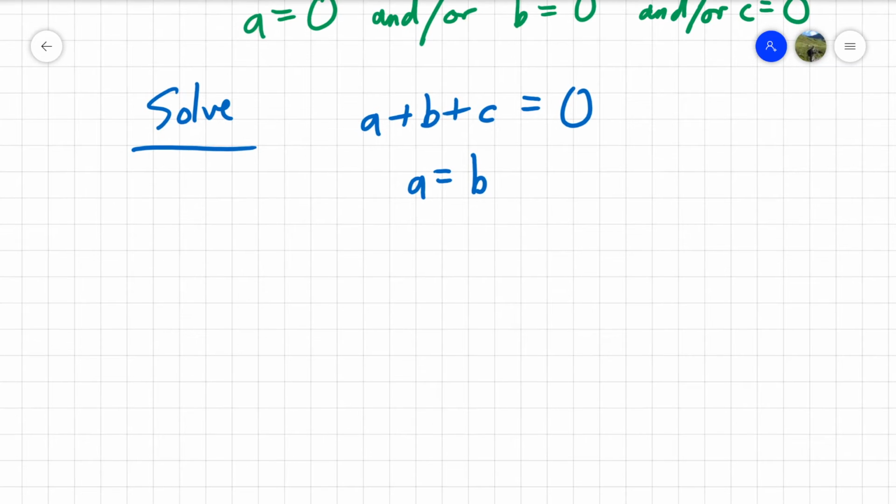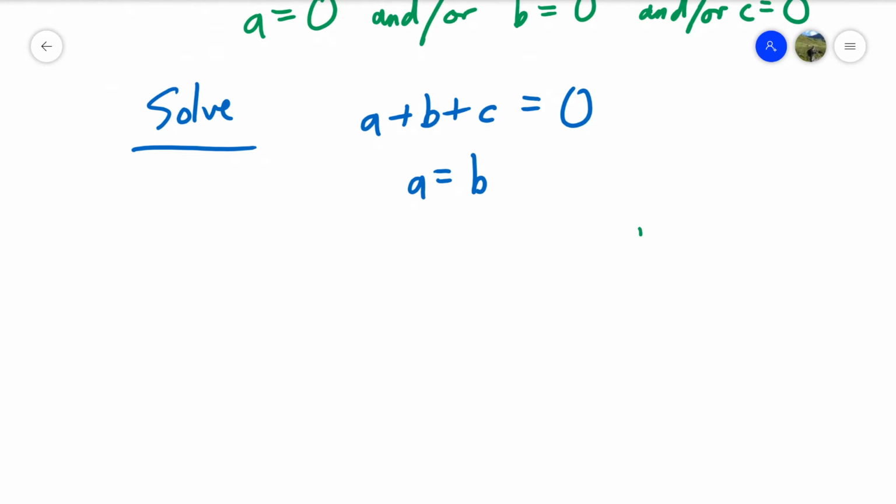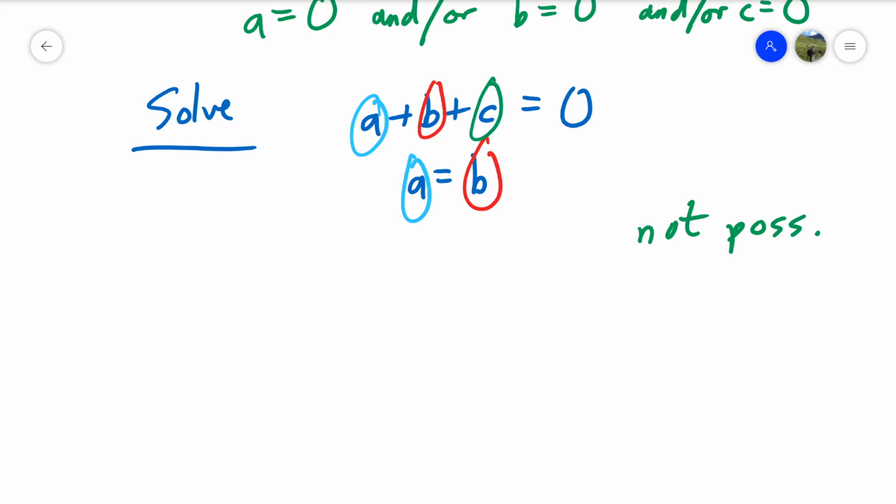Have a go in your own time. Not possible. Why? Because we have an A, we have a B. So far so good because there's two equations. But bad news, there's also a C. There's three unknowns, there's only two equations. We can't do it. Let's do the next question.